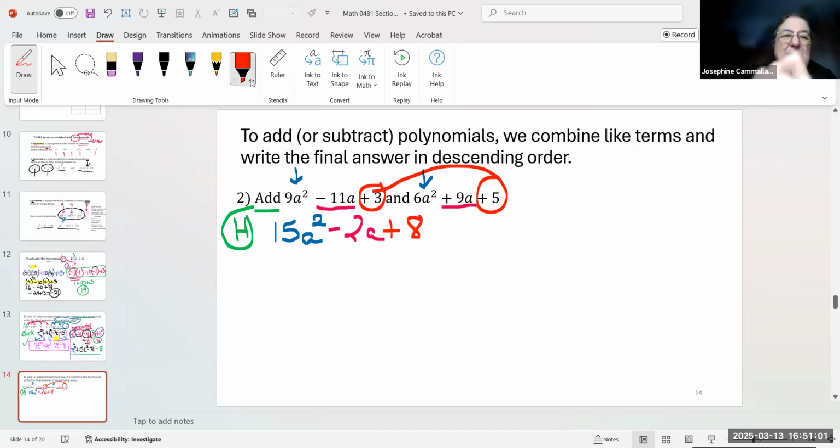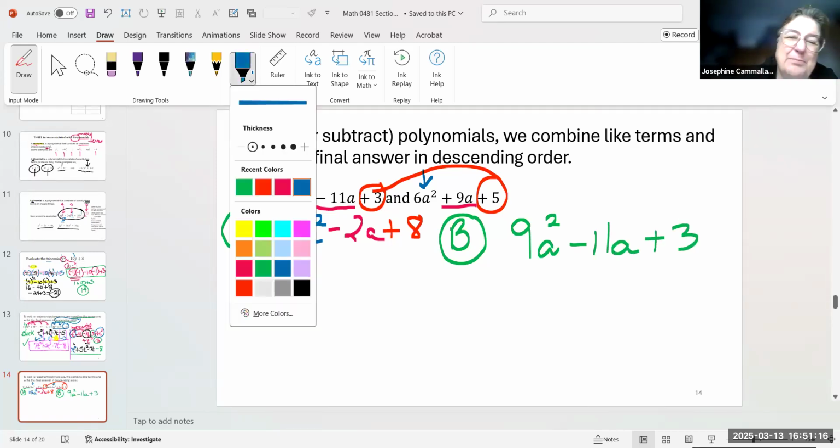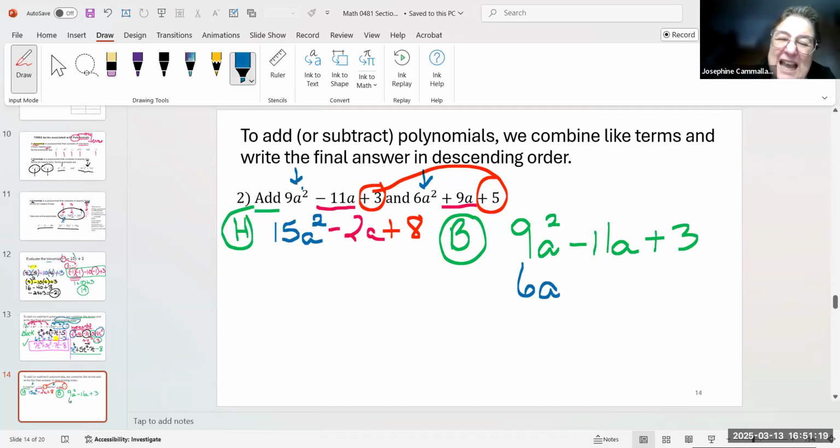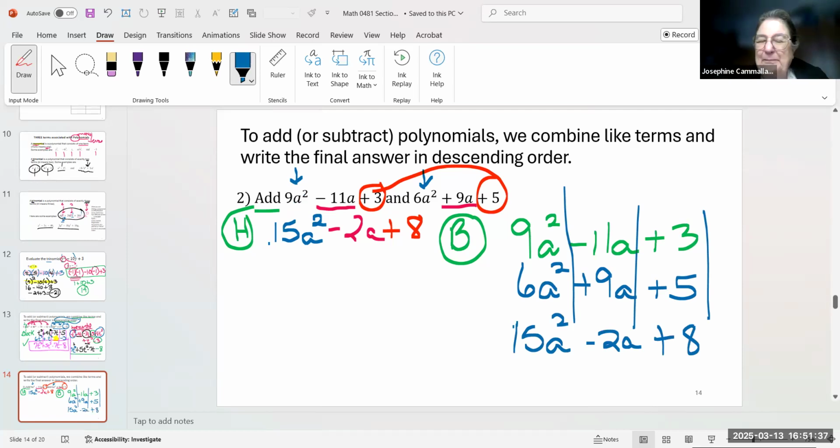Okay. Well, notice if I do block, and I'll put a B, I write 9a squared minus 11a plus 3, and then right below it, I write 6a squared plus 9a plus 5. I'm working in columns, which is going to give me 15a squared minus 2a plus 8.